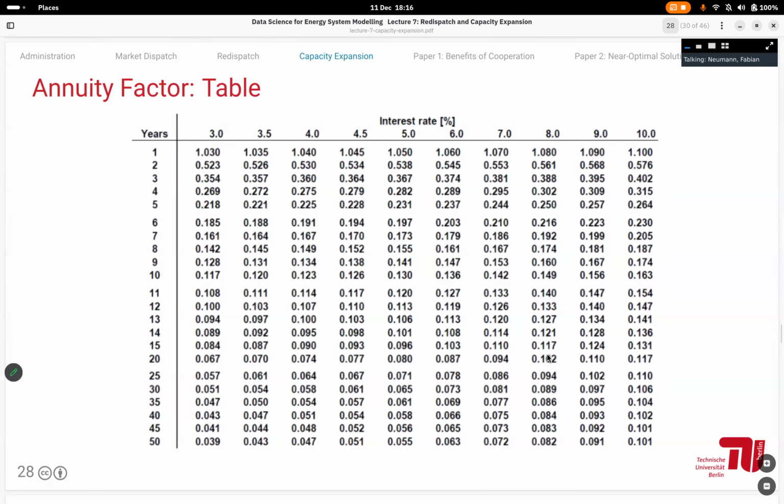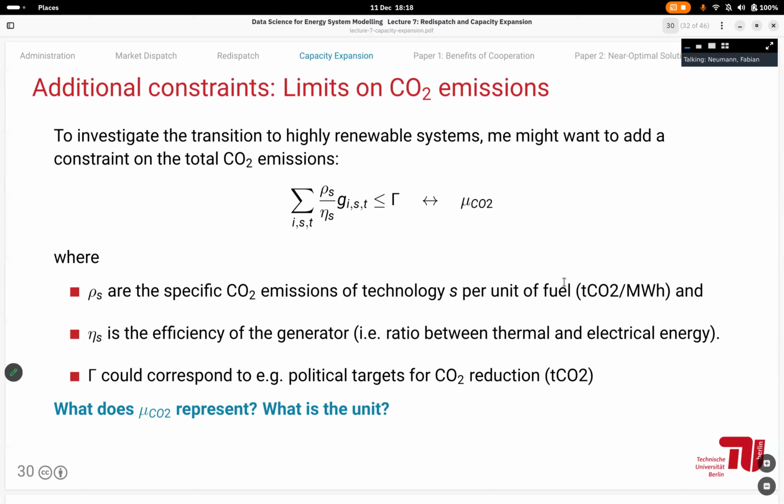One thing that we already experimented with in the previous PyPSA example in the market section is that we may want to limit CO2 emissions. Especially when we do capacity expansion, we want to nudge the system into investing in technologies that may not be cost optimal if you don't consider that there is a cost associated with the carbon emissions.